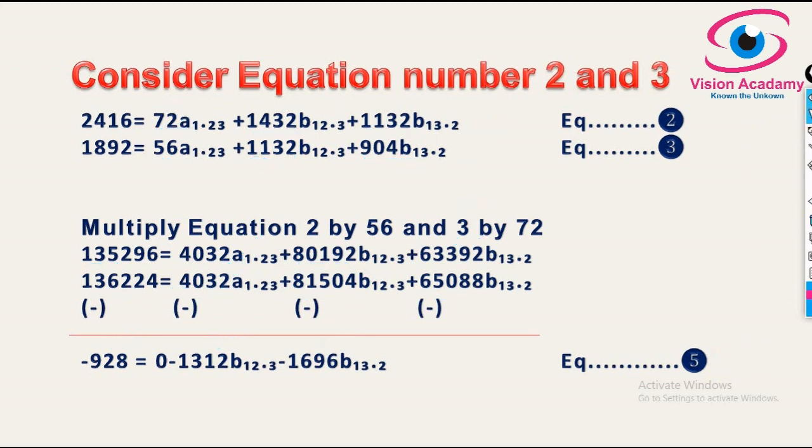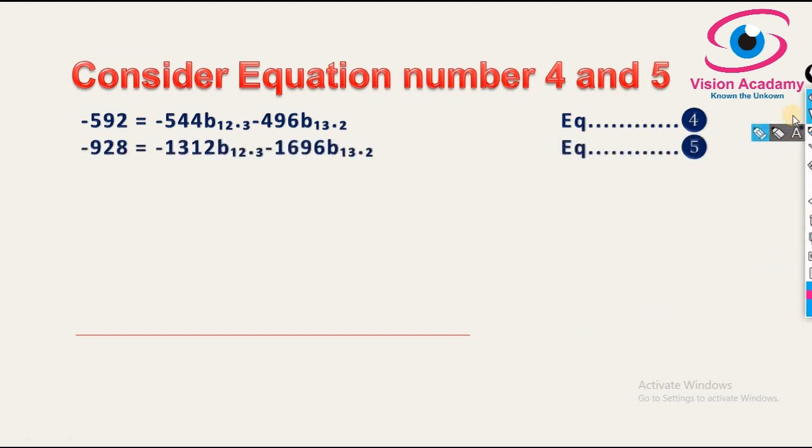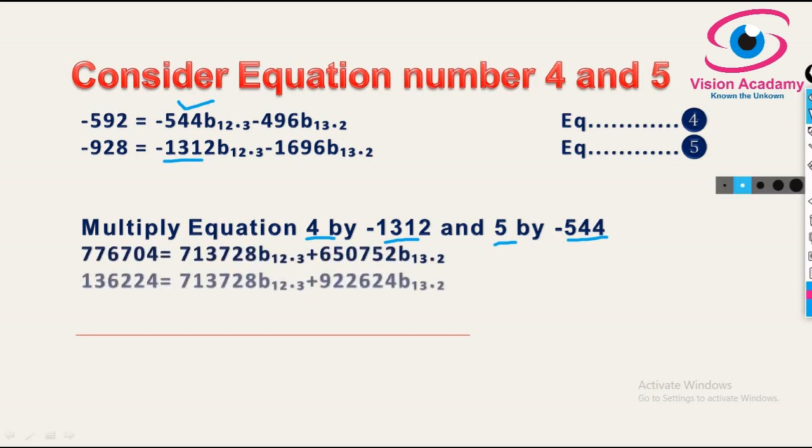So now we will consider the newly derived equations. In the newly derived equations we have eliminated one value, so we have only three values here. So the newly derived equations are 4 and 5. By having 1 and 2 we derived 4, by having 2 and 3 we derived 5. Here also we will do the same thing. Multiply equation 4 by minus 1312, this is minus 1312. Equation 5 by minus 544, here minus 544. So when we multiplied that, we got these values.